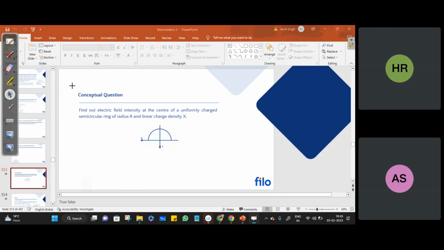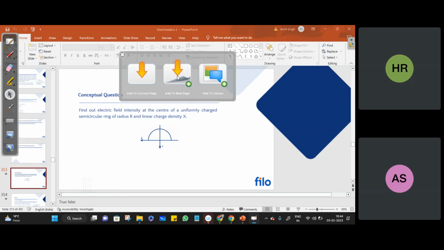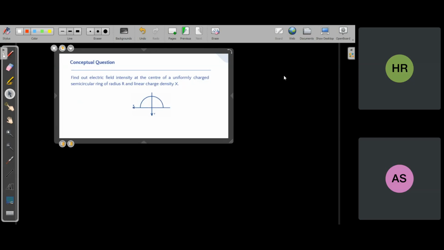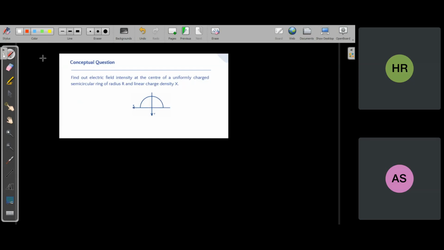Okay, so can you find this? You have to find the electric field intensity at the center of a uniformly charged ring. Suppose this is a uniformly charged ring and the charge per unit length, or linear charge density, is lambda. This is lambda, which is given in the question. Radius is r. You know the process, how to find the electric field, right?